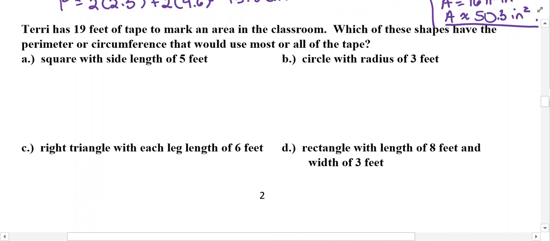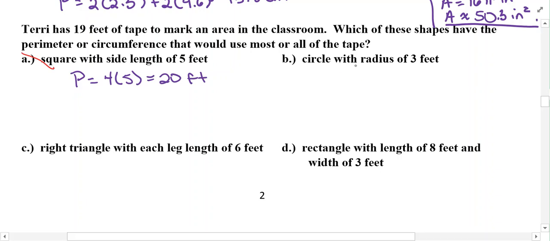For the next problem, Terry has 19 feet of tape to mark an area off in their classroom. Which of these shapes have the perimeter or circumference that would use most or all of the tape? A, a square with a side length of 5 feet. The perimeter would be 4 sides times 5, which is 20 feet. And that's too much, so we've ruled out A.